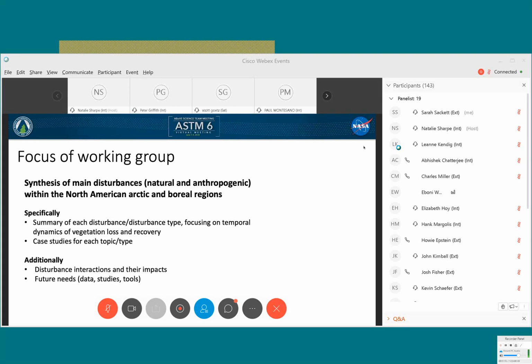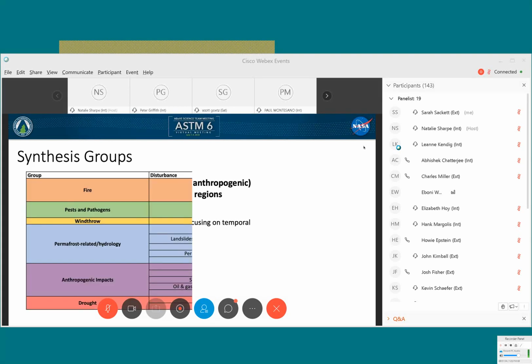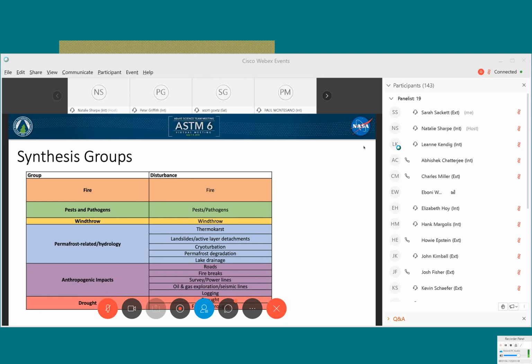Here are all the disturbance types and groups. We have fire, pests and pathogens, windthrow, lots of permafrost or hydrology-related disturbances, a handful of anthropogenic-related disturbances, as well as drought-related disturbances. Each of these topics has a lead with several group members that have been working on their portion of the synthesis, and most of the group members are working on more than one disturbance type.